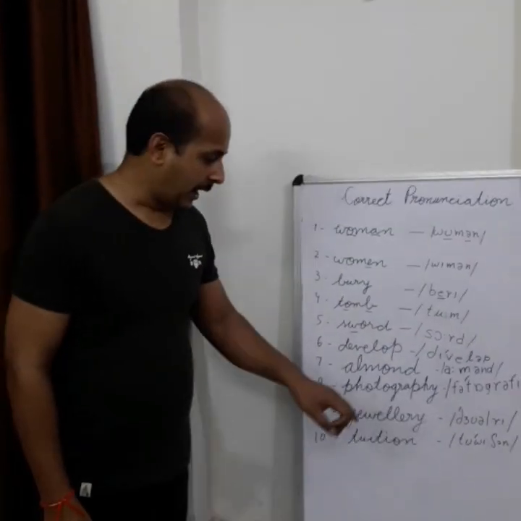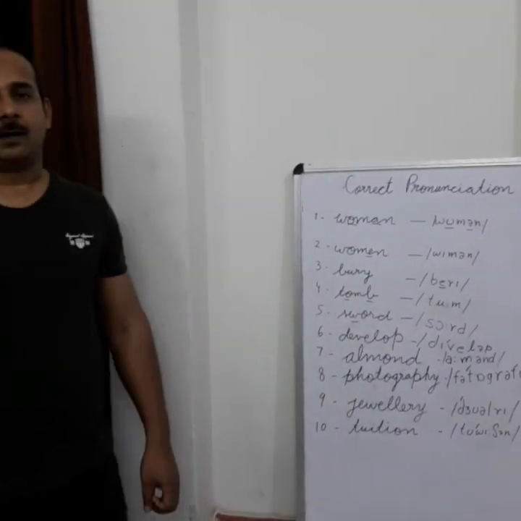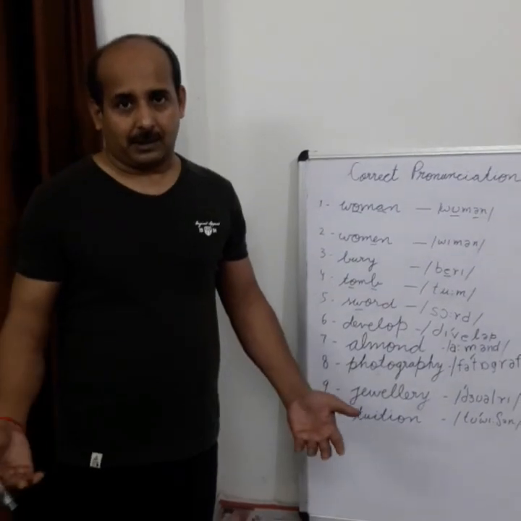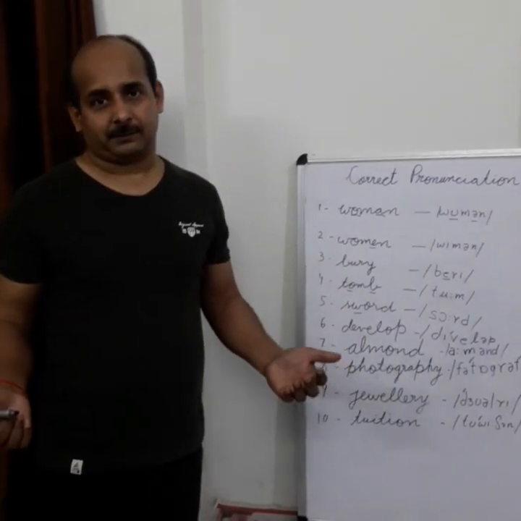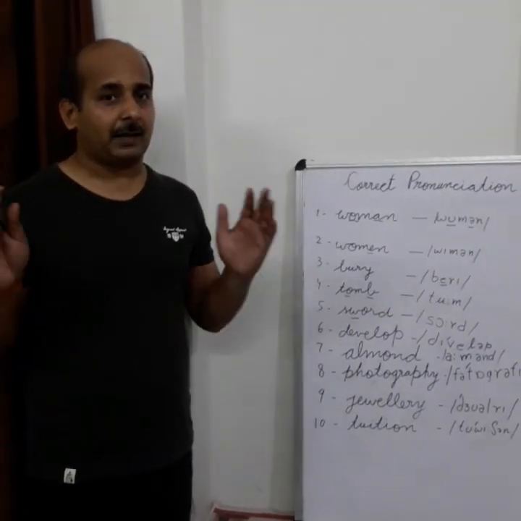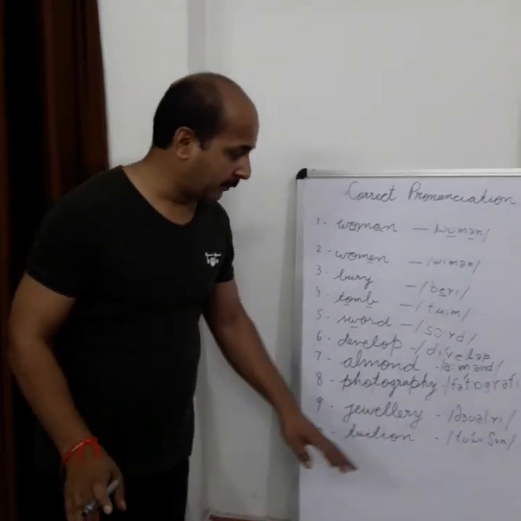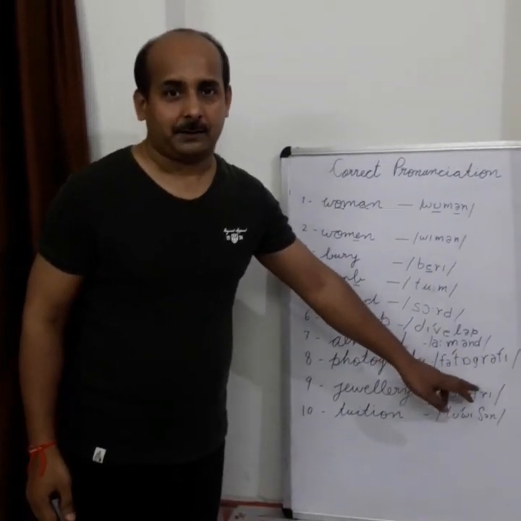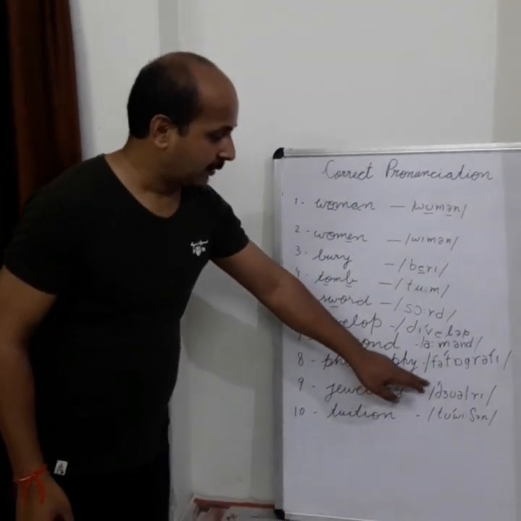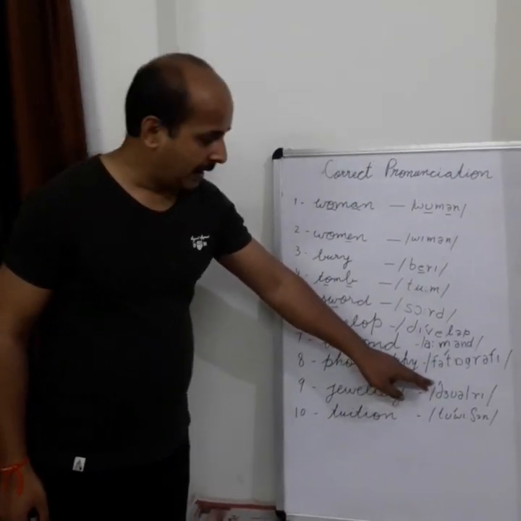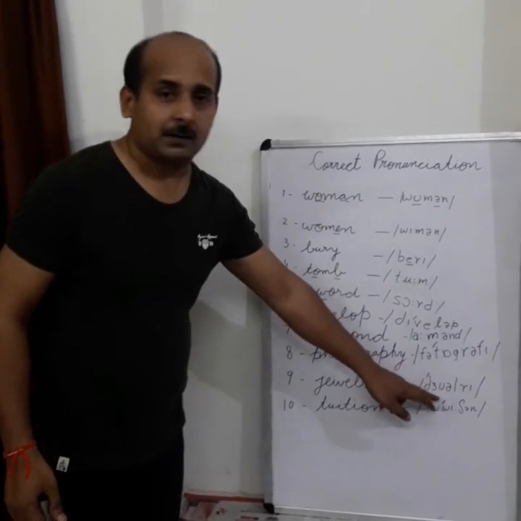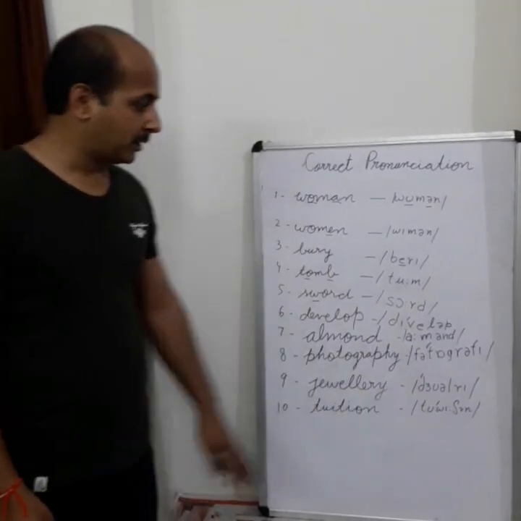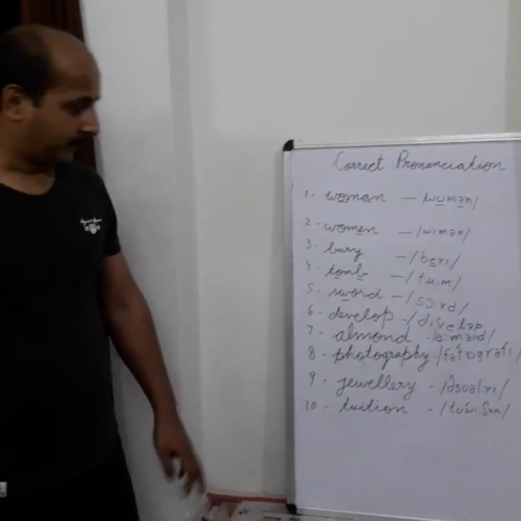Look at the ninth word, that is jewellery. How is it pronounced? People generally pronounce it wrongly as jewellery. No, that's the incorrect pronunciation. The correct pronunciation is jewellery. Jewellery. The stress is on the first syllable, and there is the sound ua, that is diphthong. So it is pronounced as jewellery.